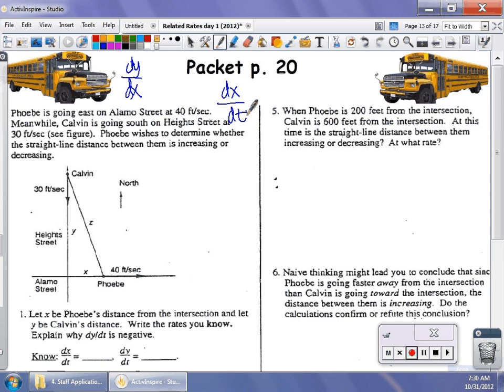whenever we take the derivative of an x variable, we'll have a dx/dt left behind because we're taking the derivative with respect to time. And you're going to see that play out in these problems, and that's where your implicit differentiation comes from.